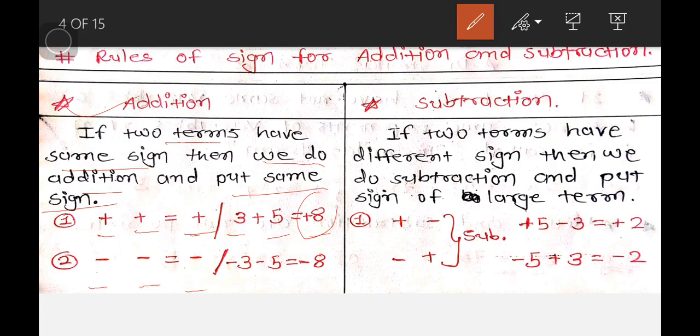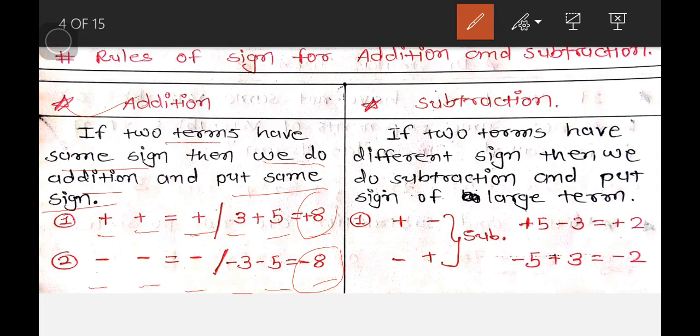Here given minus 3 minus 5. Here 3 and 5 have negative and the same sign, then we do addition. Then 3 plus 5 is equal to 8. And here both the terms have the same sign, then we put here minus 8. This was the rule for addition of terms. If the given terms have the same sign, then we do addition and put that same sign.